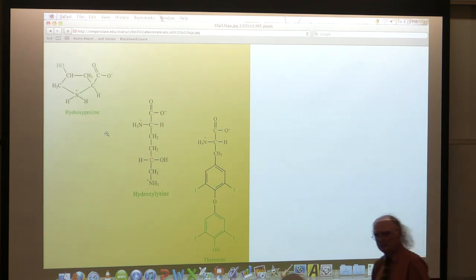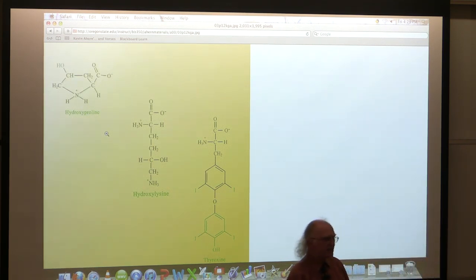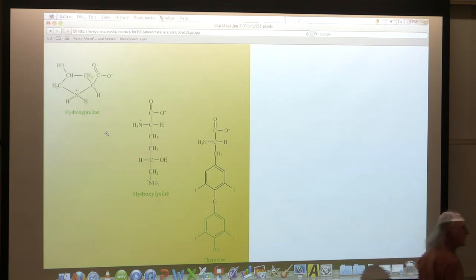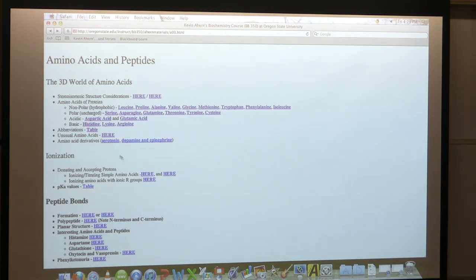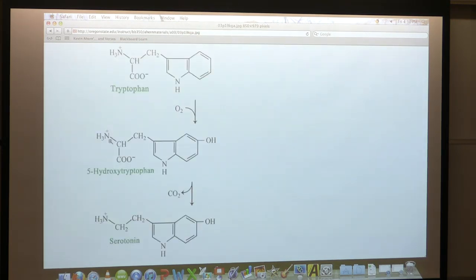Hydroxylysine, same thing. It gets put in as lysine, an enzyme comes along and puts a hydroxyl group on it. So when I say 20 amino acids, that's the way they get put in, as 20 different amino acids. And we see some modifications happening to amino acids as we go along. We also see some derivatives of amino acids that are involved in various roles in our body, many of them acting as hormones. Here is serotonin.